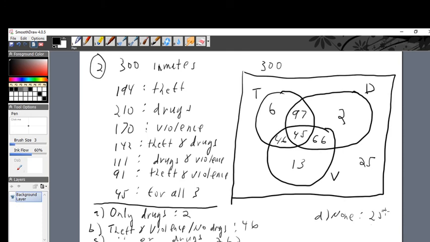Okay, so what do we have? Well, let me double check this last one, theft or drugs. You count all of this. Theft is going to be 194, and another 68. Let's do that again. 194 and 68. 194 and 8 is 202. 202 and 60 is 262. That's correct. All of these are correct. The answers are 2, 46, 262, and 25.